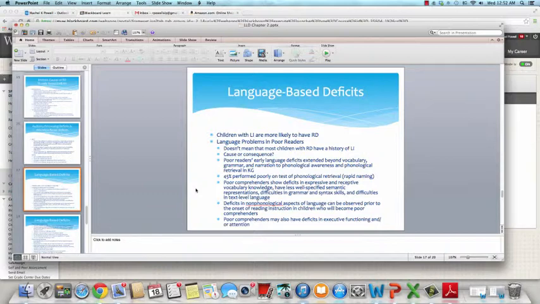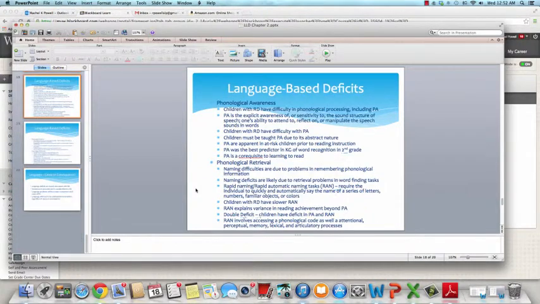Poor comprehenders show deficits in expressive and receptive vocabulary knowledge, have less well-specified semantic representations, difficulties in grammar and syntax skills, and difficulties in text-level language. The deficits in non-phonological aspects of language can be observed prior to the onset of reading instruction in children who will become poor comprehenders. So the grammar, syntax skills, vocabulary knowledge. Poor comprehenders may also have deficits in executive functioning and/or attention. So those are all those metacognitive skills that we've discussed before as well.